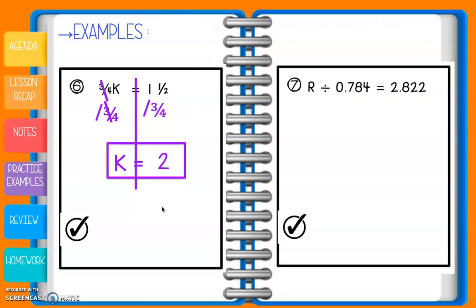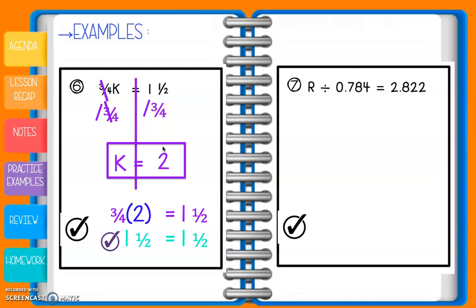So we can check that super quickly by substituting a 2 everywhere we see a K. So instead of 3/4 K, I have 3/4 times 2 equals 1 1/2. And so I'm just going to plug that into my calculator, 3/4 times 2, and I get 1 1/2 is equal to 1 1/2. Those are equal, so I know that my solution, K equals 2, is correct.